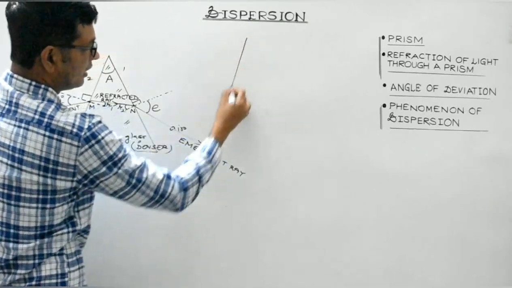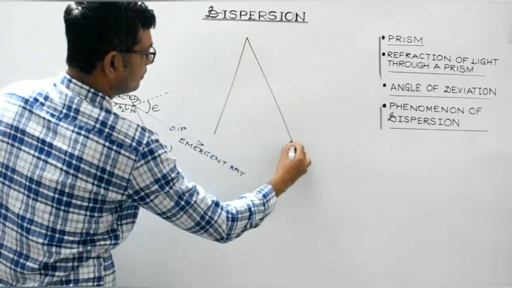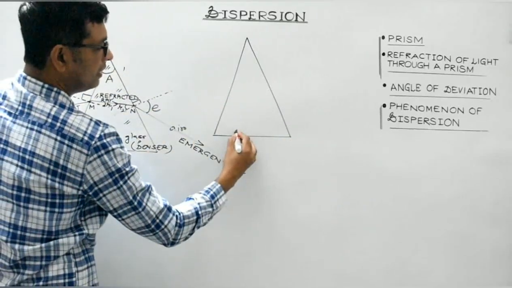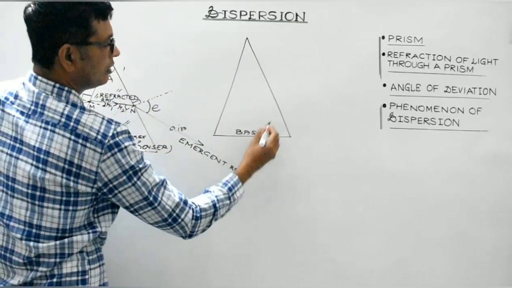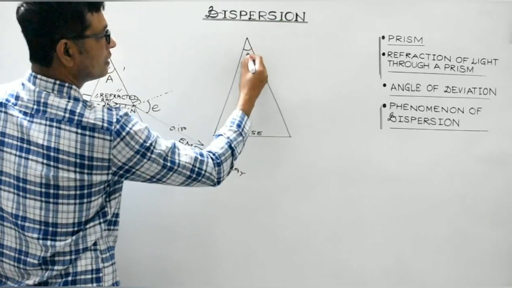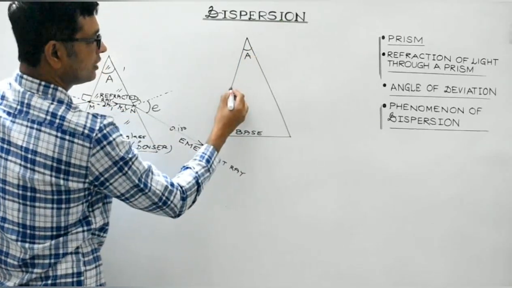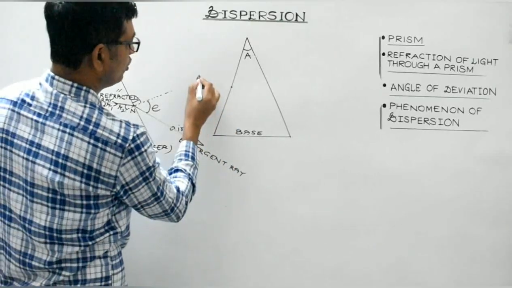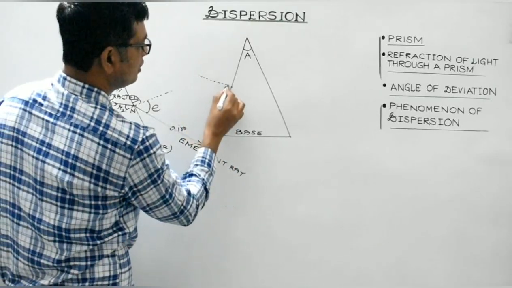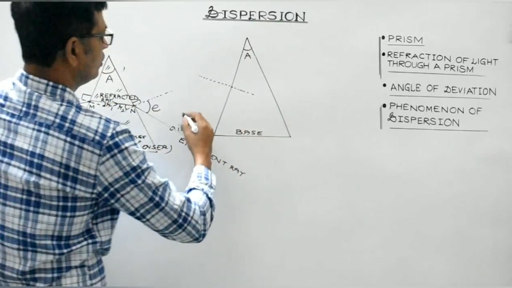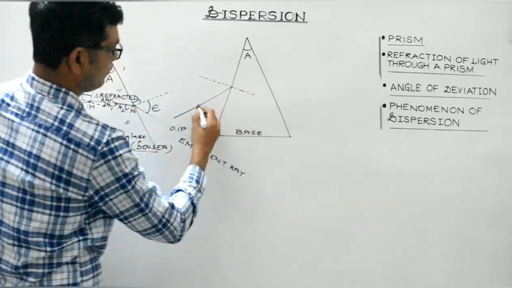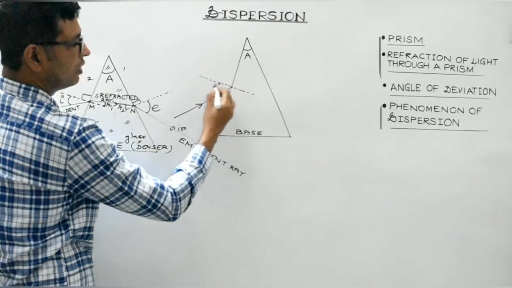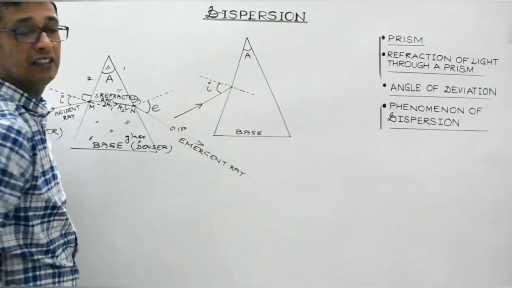Okay. Again, I'll draw this ray diagram. This is the prism. This is the base. This will be the angle of prism, right? Suppose at this point we need to study the refraction. So we need to draw a normal over here. So this is the incident ray. The angle which the incident ray makes with the normal, that is known as angle of incidence.